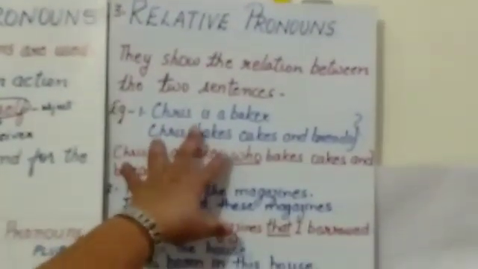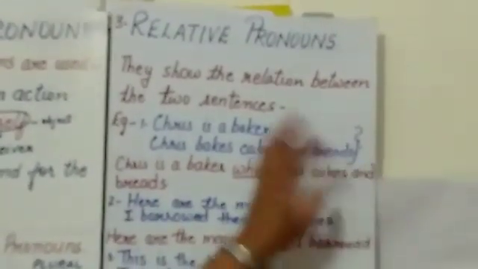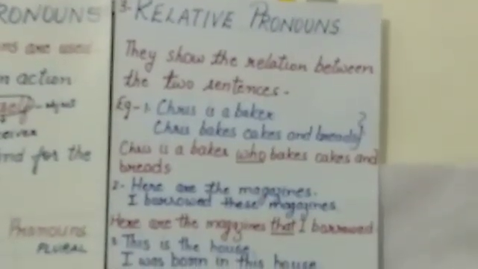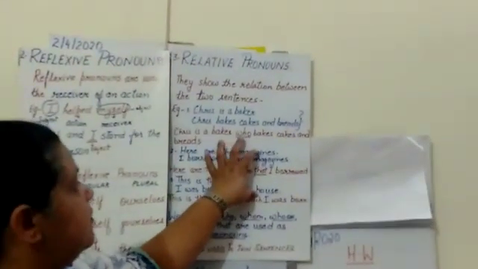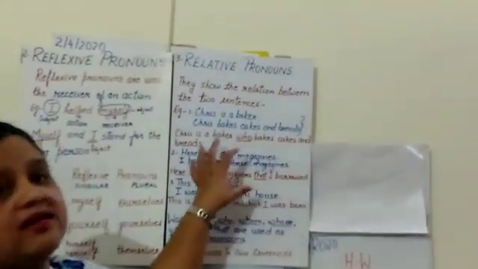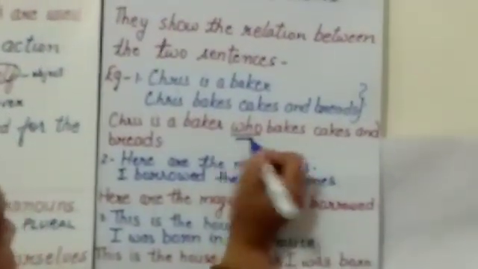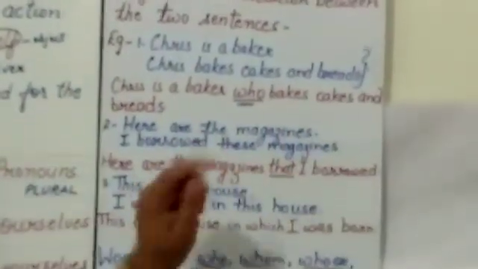I have written a few examples. Chris is a baker. Chris bakes cakes and breads. If you are joining these two sentences, as I told earlier, Chris is used twice, so it doesn't look nice, it's not natural. Chris is a baker who bakes cakes and breads. So the word which is joining these two sentences is who. That is showing the relation between the first sentence and the second sentence.